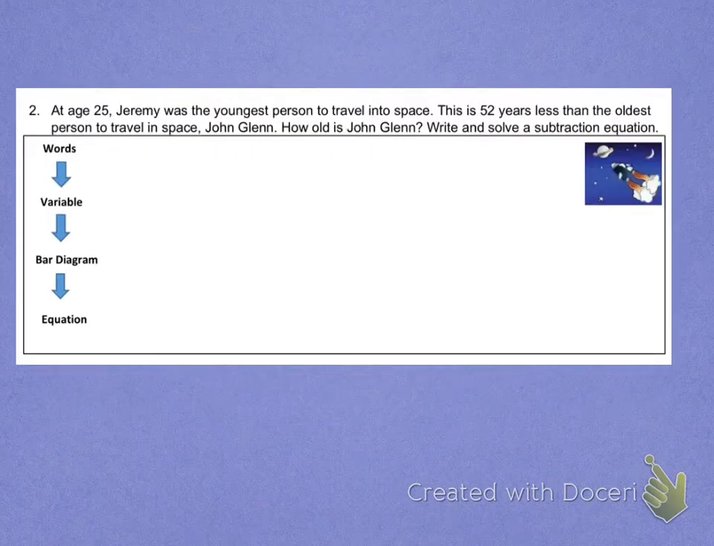So let's try one ourselves. At age 25, Jeremy was the youngest person to travel into space. This is 52 years less than the oldest person to travel in space, John Glenn. How old is John Glenn? Write and solve a subtraction equation. So remember, a subtraction equation lets us know that we're going to be subtracting on both sides. So we want to pull the most important information out, and it's 52 years less. Remember, then means to switch.